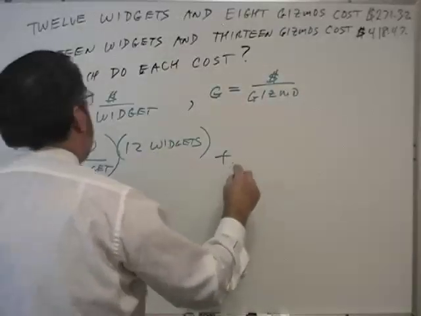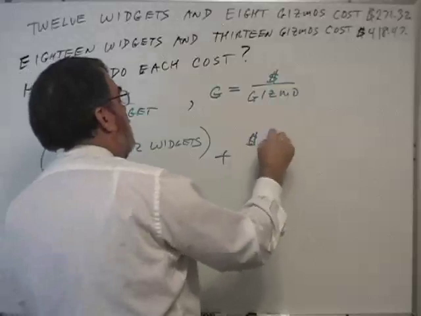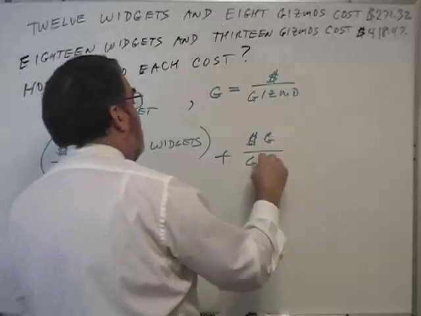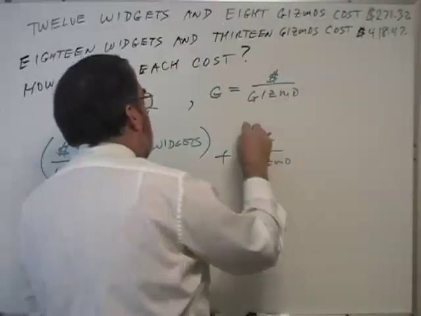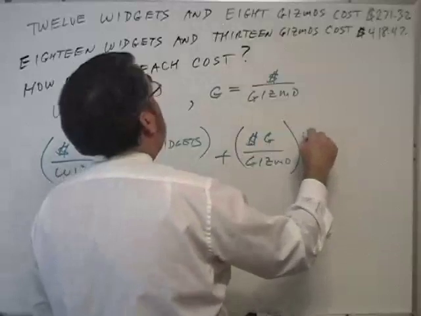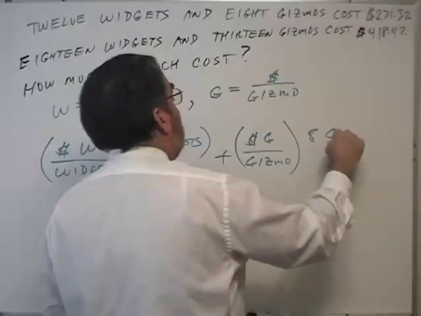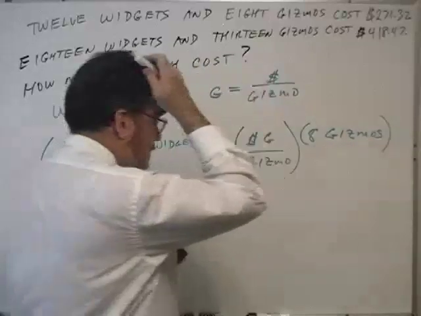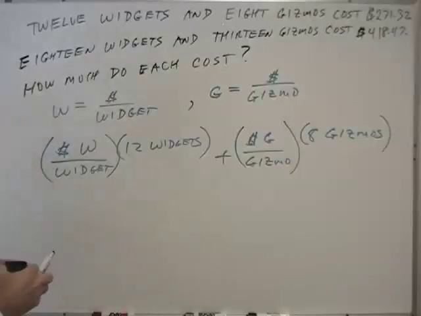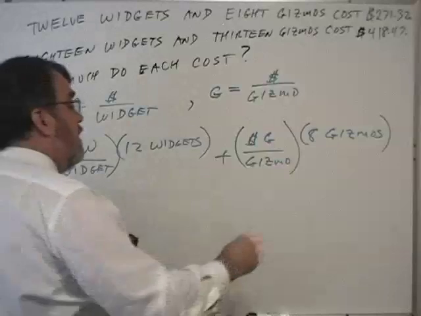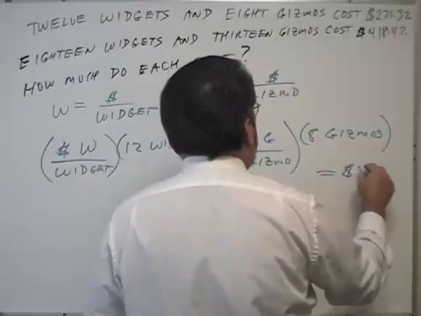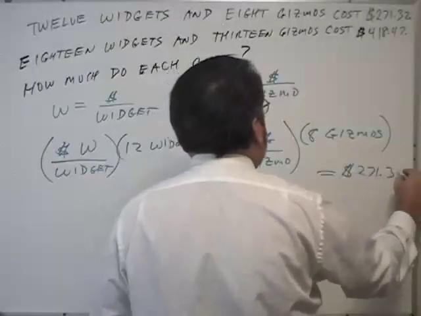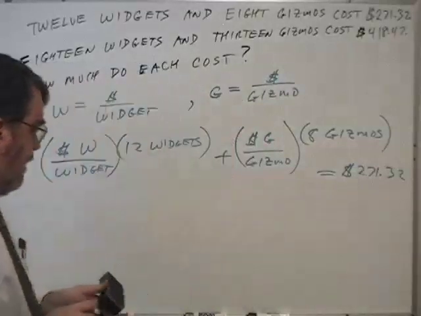And plus, we're going to do G dollars per gizmo times 8 gizmos. And is that going to help? We think this will add up to $271.32. So let's check that.